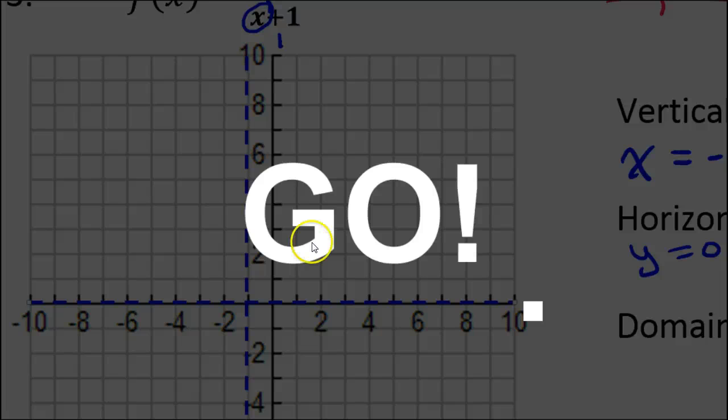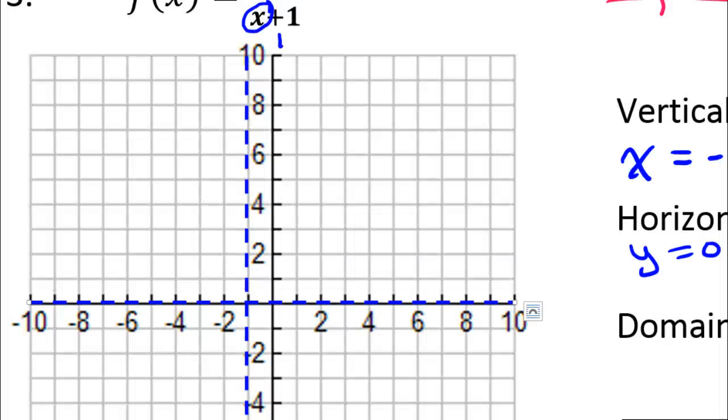You can kind of see behind this gray screen, which is not going away for some reason. Now we need to start plotting some points so we can see exactly what this graph is going to look like. And I'm wondering, will this giant GO ever go away? Okay, it finally went away.